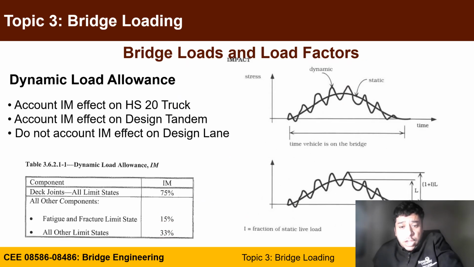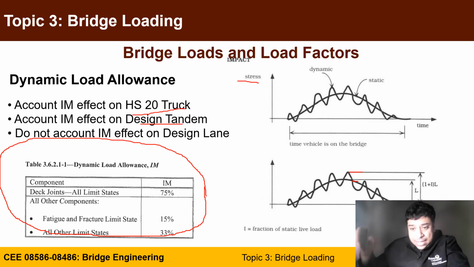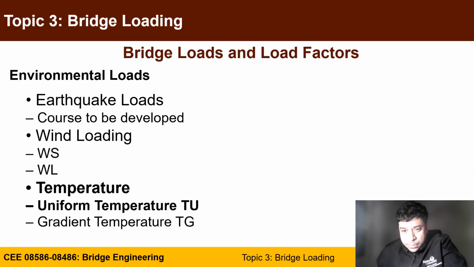Here is another amplification in terms of stresses, so you can also see it in the stresses and loading, that you have to amplify by factor IM, which is in Table 3.6.2.1-1, counted for truck loading, and counted for design tandem, which everything has axles, but for uniform load, which is 640 pounds per foot, don't count IM or a dynamic load allowance.